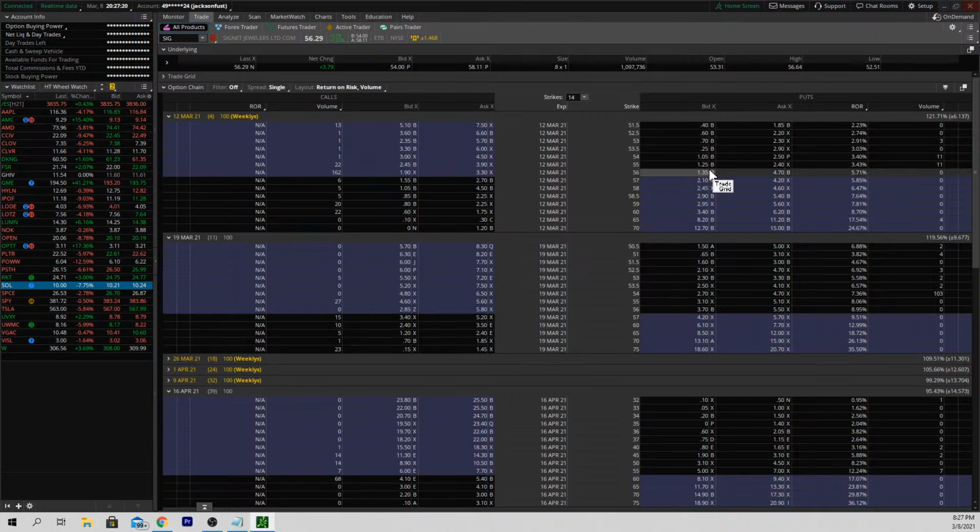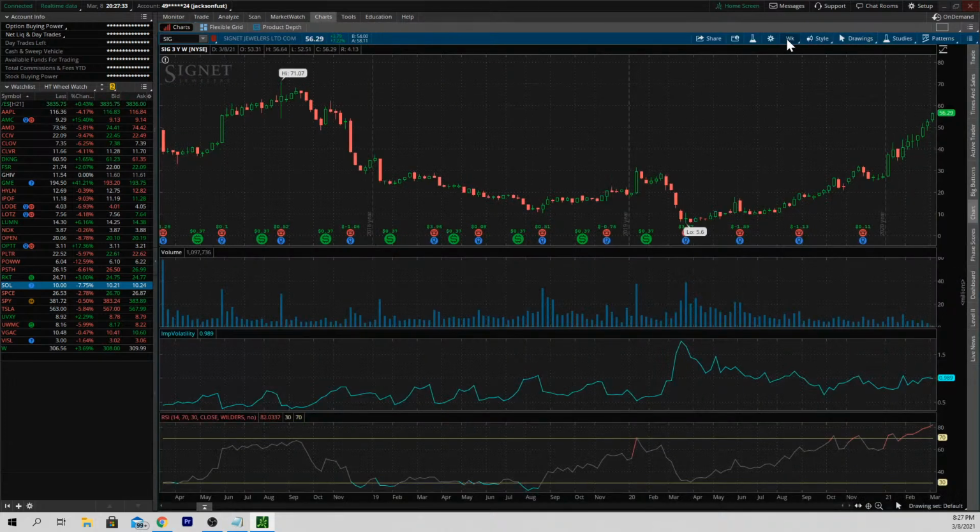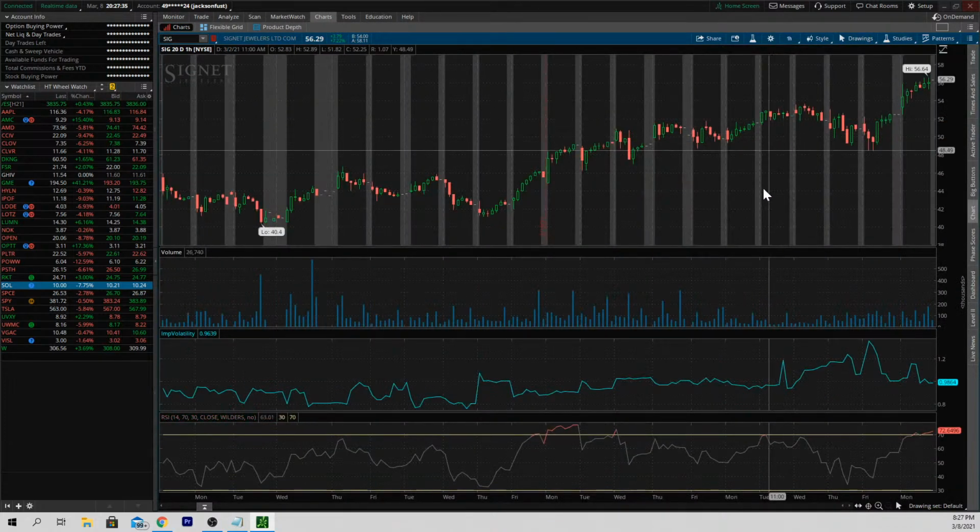So for example, we'll run through an example. Potentially if we did the 55 strike puts for March 12th, what's the midpoint here? About $1.80 of premium on these, which would stick you with a 53.20 cost basis for just 1 week. Again, if we zoom in to the 20-day, that 53.20 cost basis would be right here.